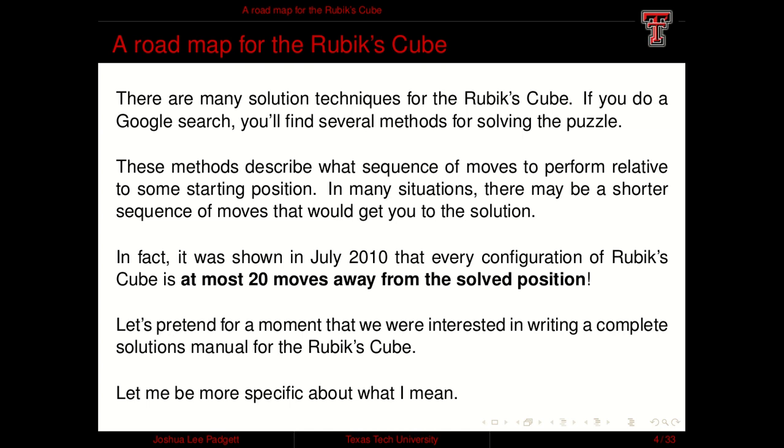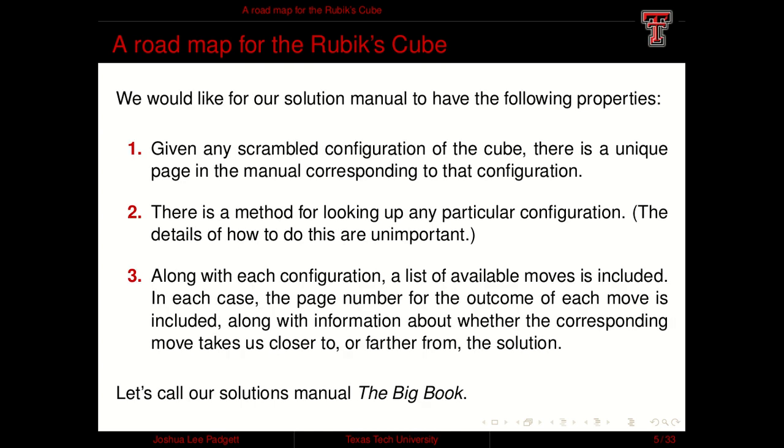And so what we're going to pretend, and this is called in the notes a thought experiment, is that we want to write a solutions manual for the Rubik's Cube. And so what do I mean by that? Well, a solution manual could have lots of properties, but here are 3 that we could find relatively nice to hope for. Given any configuration of the cube, meaning you've handed it to your friend and they've scrambled it up, you now have that scrambled configuration. Let's say that we hope that there's a unique page in our solution manual corresponding to that configuration.